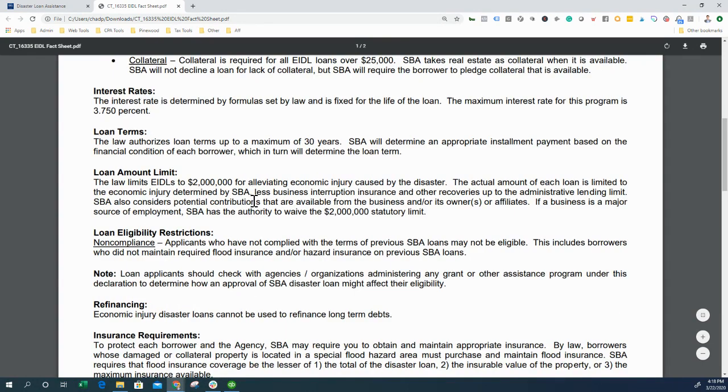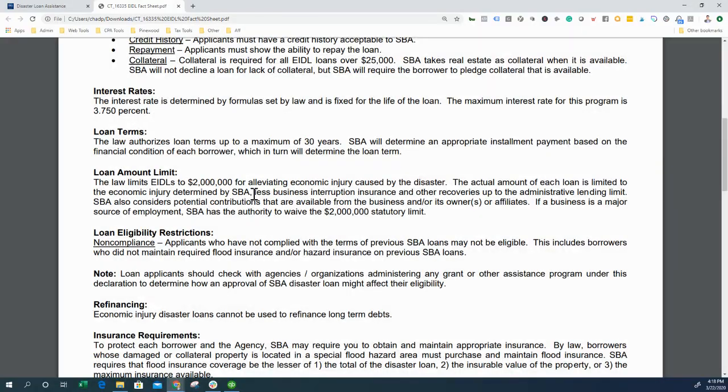Next, let's look at the loan limit. So the law limits these loans to $2 million for economic injury caused by the disaster. The actual amount of the loan is limited to the economic injury determined by the SBA. So you need to show the SBA when you apply that you're very likely to face economic injury of X dollars. And the goal is obviously for you to forecast this out in a realistic scenario and then get as much, if not a little bit more, from the SBA to cover your most realistic loss. And that's going to be the most important thing.